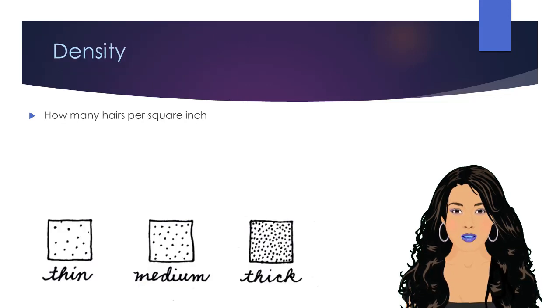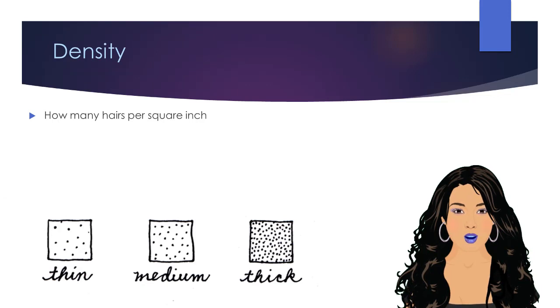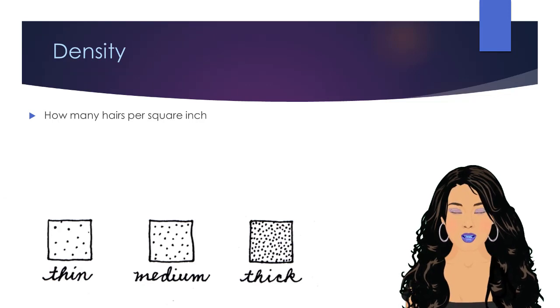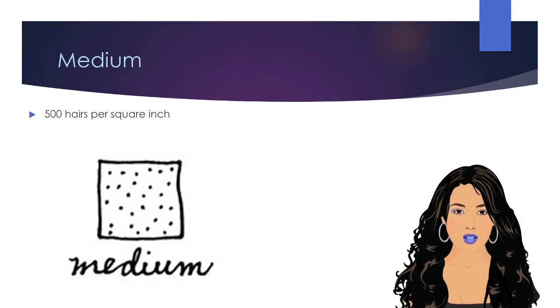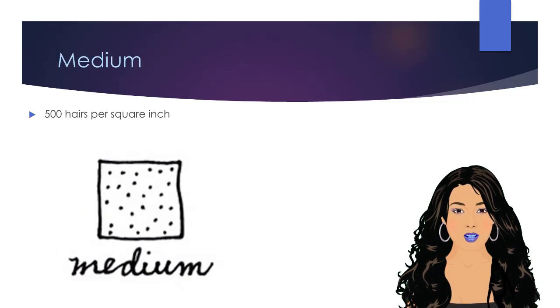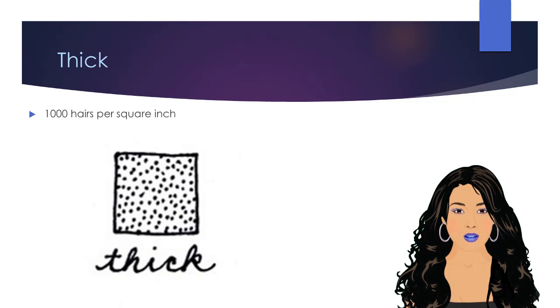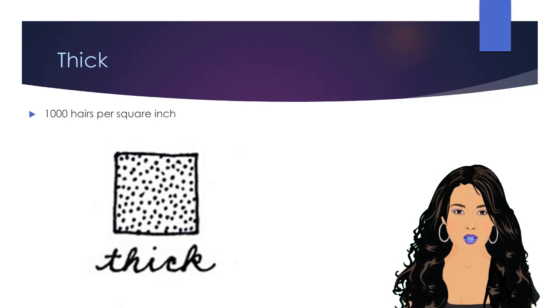Density is another aspect that will affect the final results of a hair color process. Density is defined as the number of hairs per square inch. Thin hair density reflects only a few hairs per square inch. Medium density will reflect an average number of hairs per square inch. Thick hair will reflect an abundance of hairs per square inch.